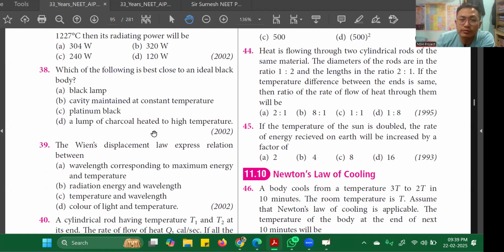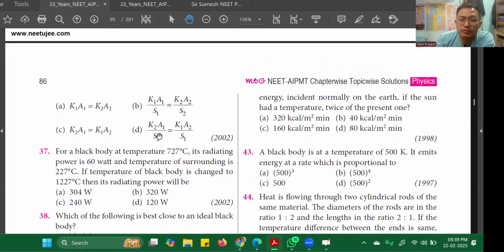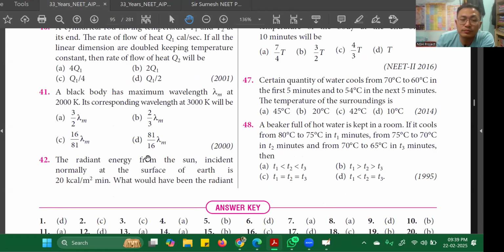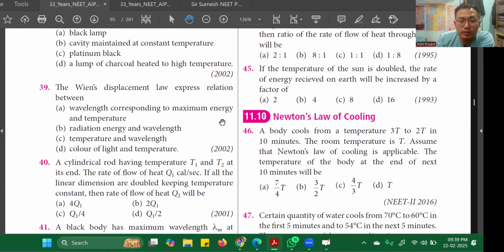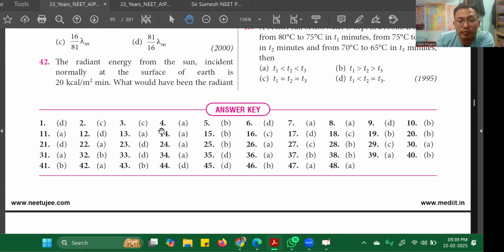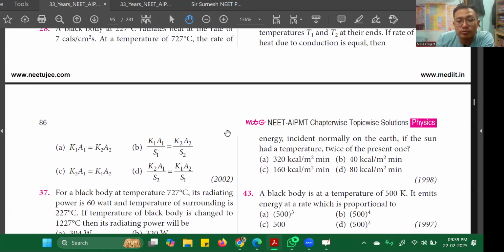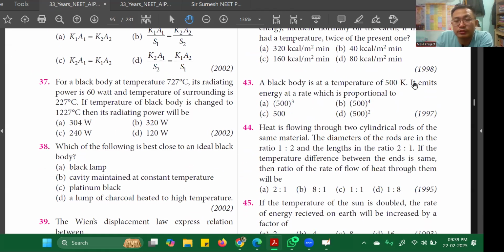320, okay, 16 into 20 is 320. So 320 is option number A. Great. Question 43: the black body is at a temperature of 500 Kelvin. It emits energy at a rate proportional to, so simple, 500 to the power 4.